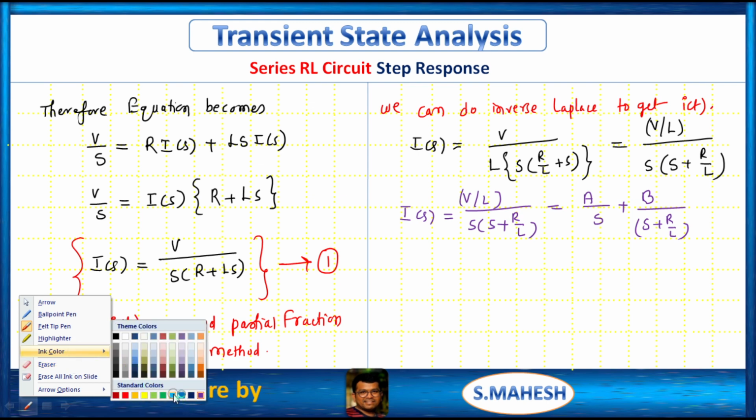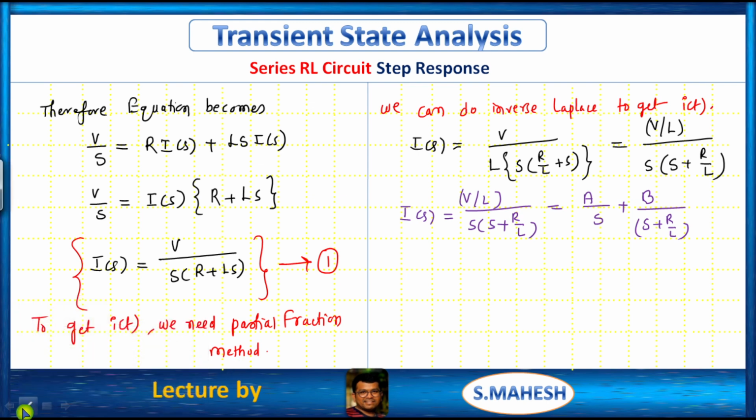That is, you can write A, which is equal to V by L by (we don't have any S term in this equation) S plus R by L, when S is equal to 0. Like that we will get the value of A.